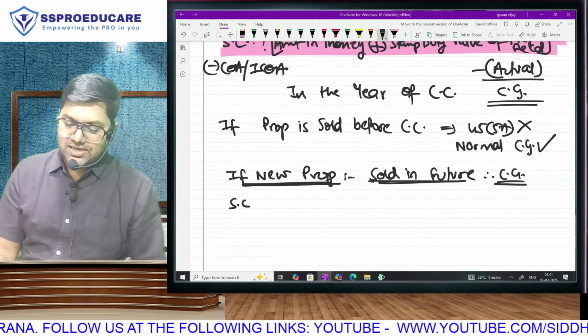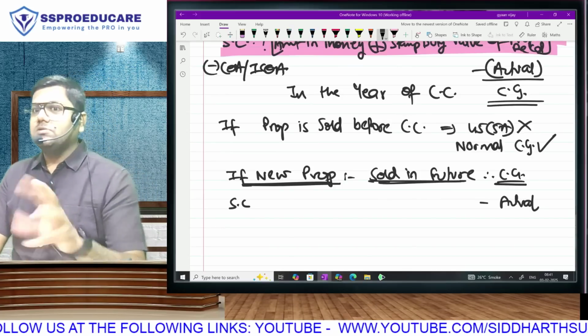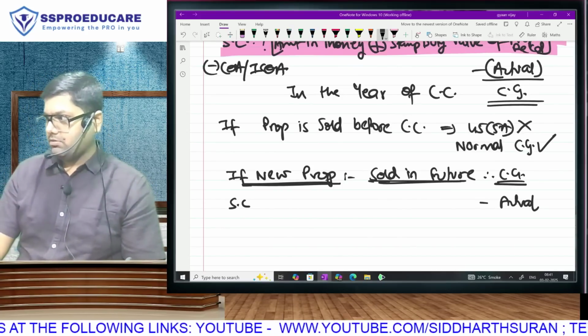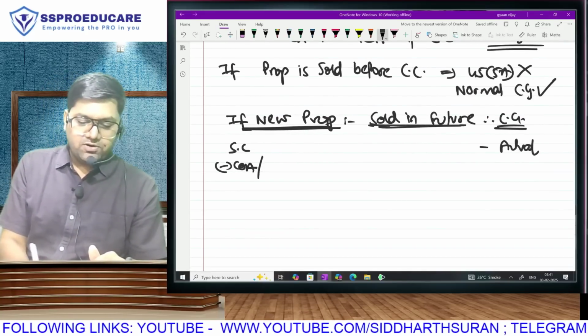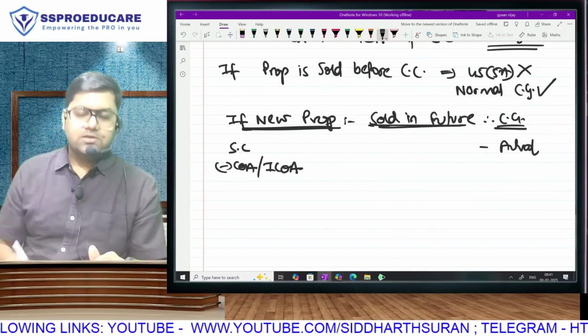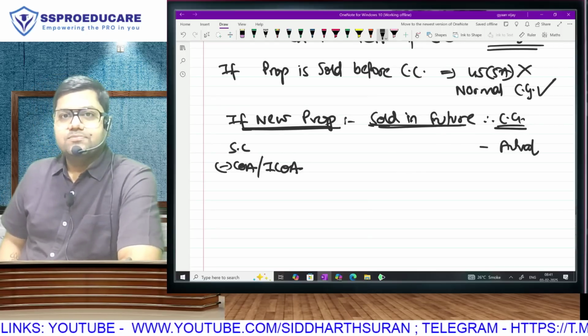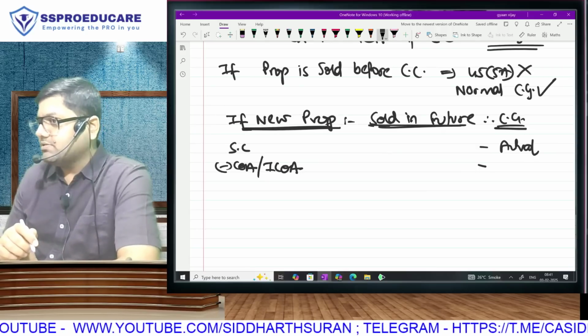This time, the sale consideration is easy. Think about it, because sale consideration here cannot be complicated. I have sold my new property in the open market. The question is, what will you take as cost of acquisition? That is the question. Remember, let me explain the question.